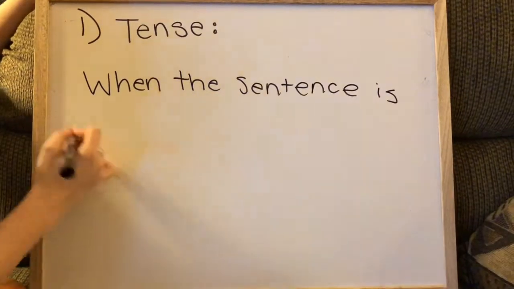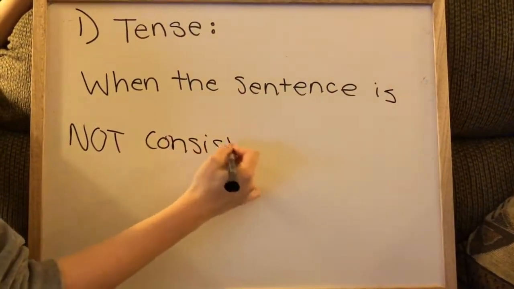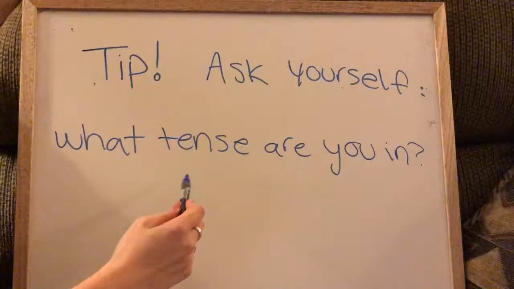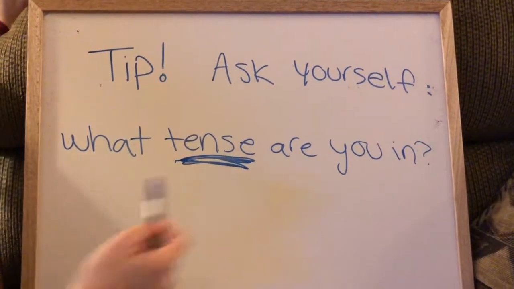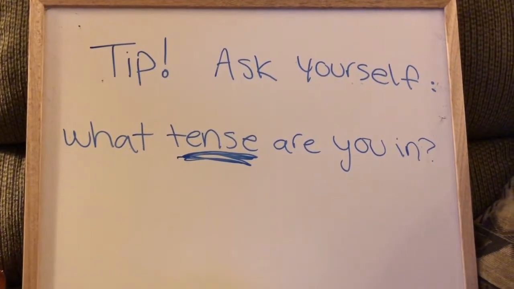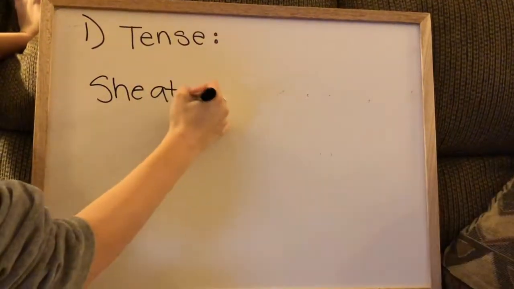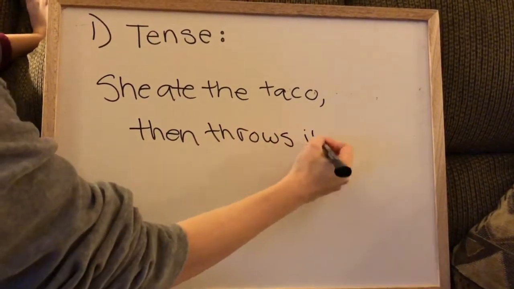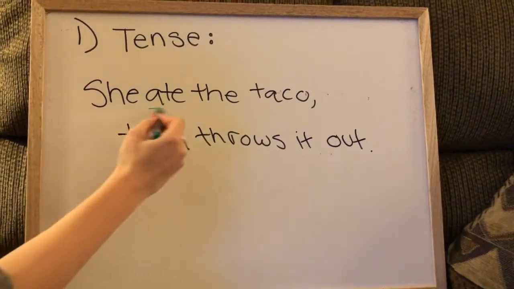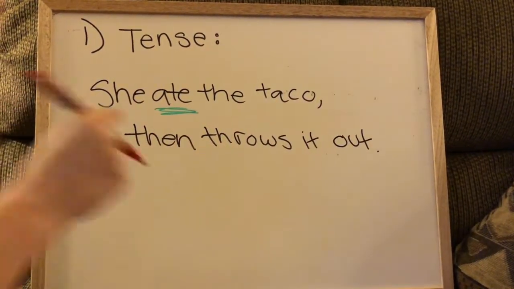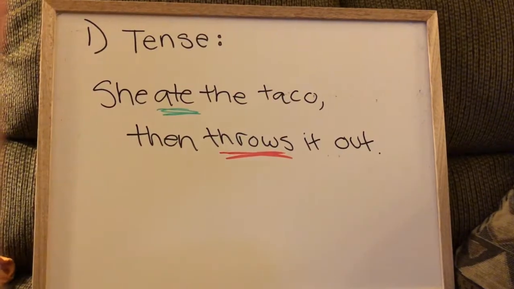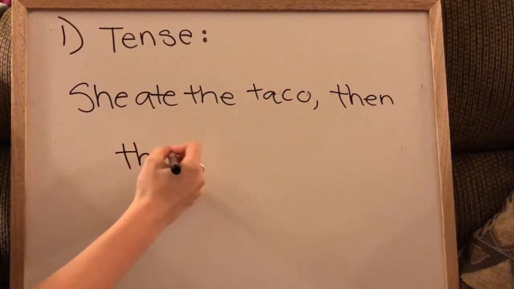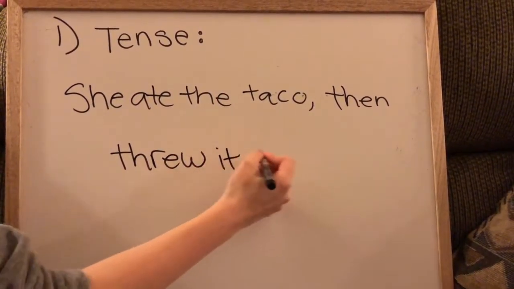A tense shift is when the sentence is not consistent in verb tense. Be aware of the tense you are talking in. In this example, she ate the taco and then throws it out. Ate and throws are in two different tenses, and this is incorrect, and a perfect example of a tense shift. The correct way to structure this sentence is, she ate the taco, then threw it out.